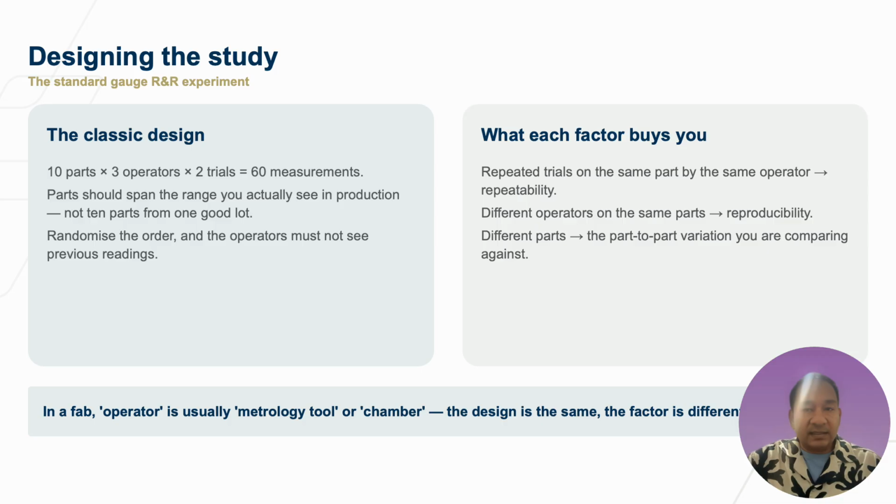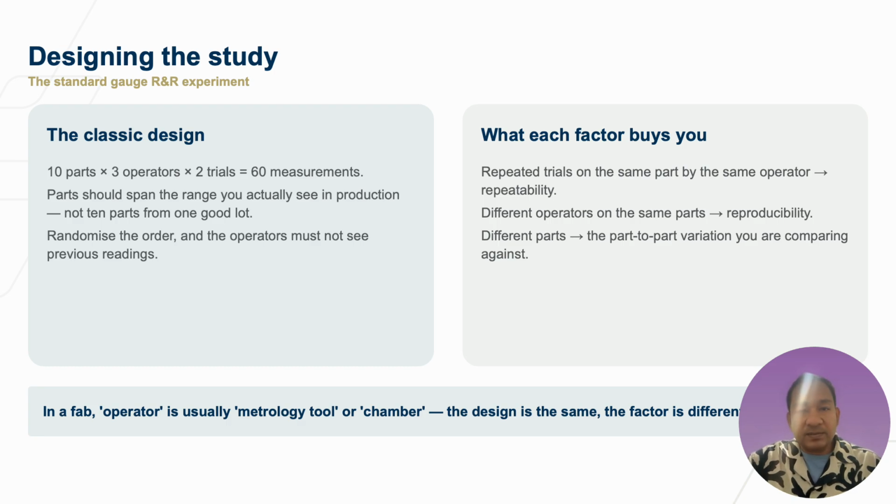The standard design: 10 parts, 3 operators, 2 trials each, 60 measurements. 3 things about this design matter. The parts must span the range you actually see in production. 10 parts from 1 good lot will give you a flattering answer because part-to-part variation is the denominator in the percentage of what you are about to compute. Randomize the order, and operators must not see the previous readings, otherwise you will be measuring memory, not the gauge.